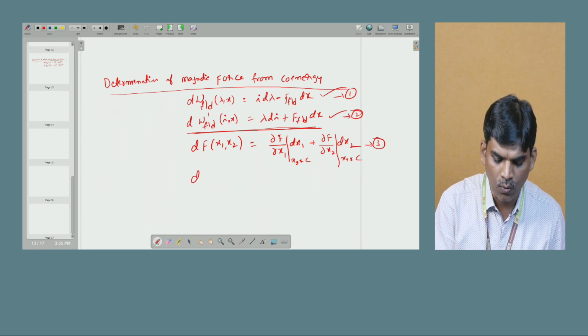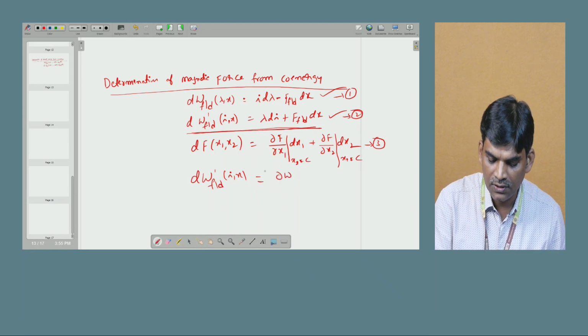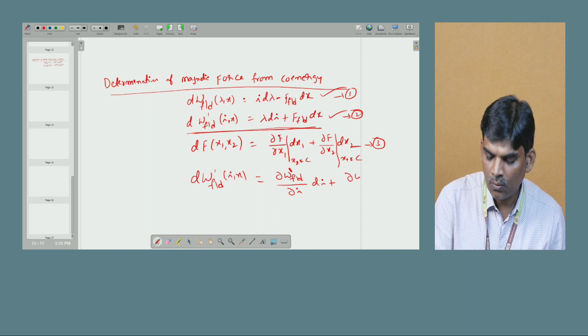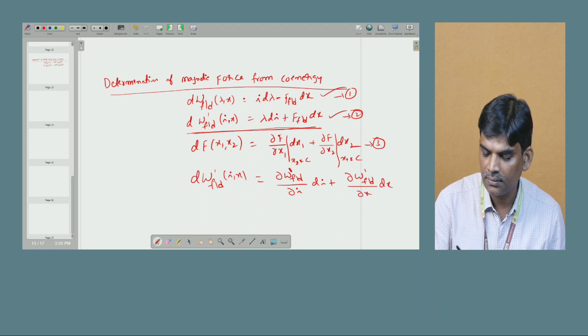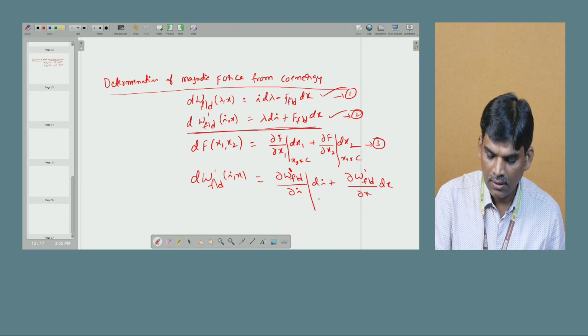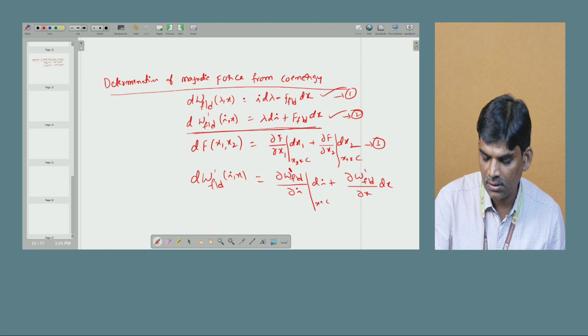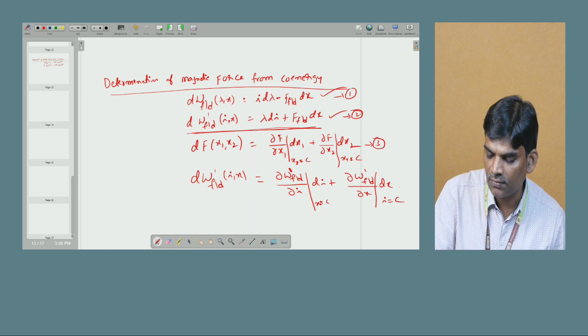I can rewrite this: coenergy W' of i comma x is equal to dou W' by dou i into di, differentiating with the first state variable, plus dou W' by dou x into dx. Here the second variable is treated as a constant, x is constant. Here the first variable, that is i, is treated as the constant. This is equation 4.